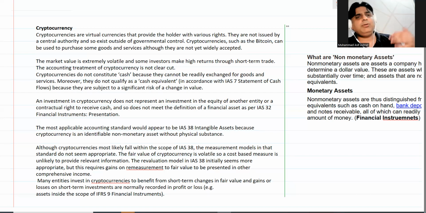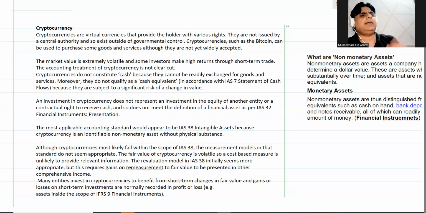Next point, how should we treat it? If we invest in cryptocurrency, have we acquired an equity stake in another entity? No, because no company is giving control on the basis of cryptocurrency. So this means that these are not financial assets as per IAS 32. But as I told you, if there are certain currencies in which you have the right to convert them into cash, then they will be. So read the question properly.